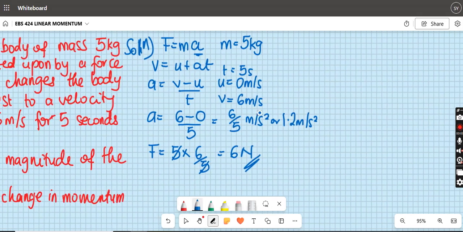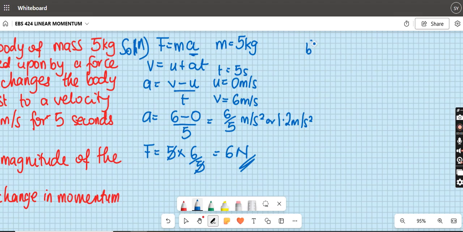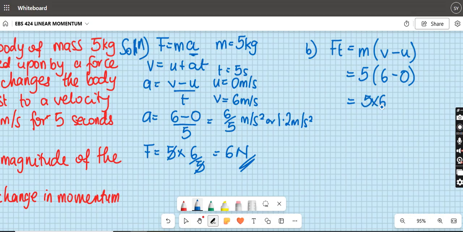Now we are to find the change in momentum. That's the second part. Alright? Now change in momentum, Ft, will be given by m into brackets v minus u. Now the mass is 5. Our final velocity is 6. Our initial is 0. And this will give us 5 times 6, which is what? 30 Newton seconds. And that is our answer.